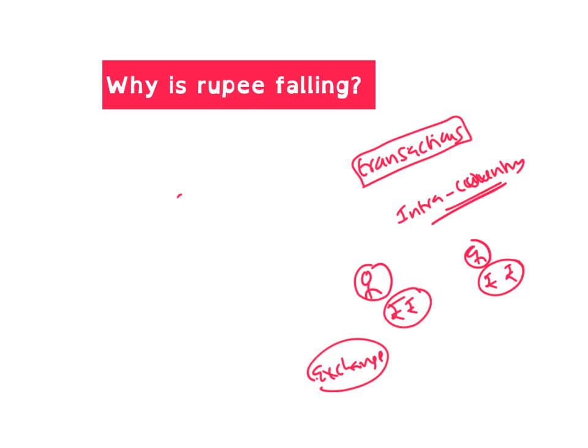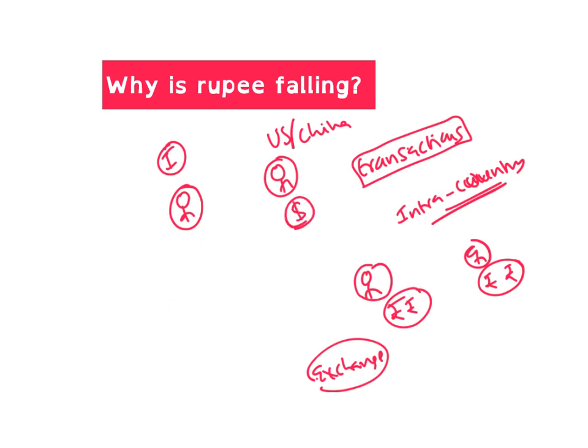Only when there is a transaction between a person from one country, which is India, and a person from another country, you can say US or China or any other country in the rest of the world, with a different currency. We have our currency as the rupee and the US has the dollar.